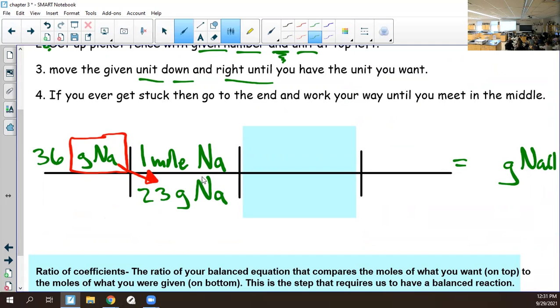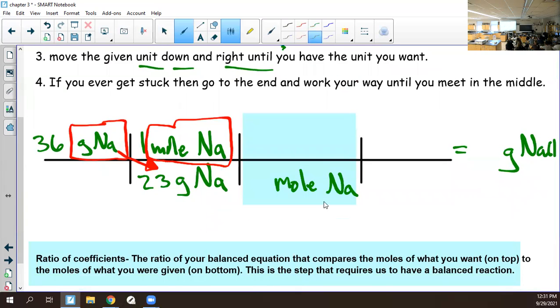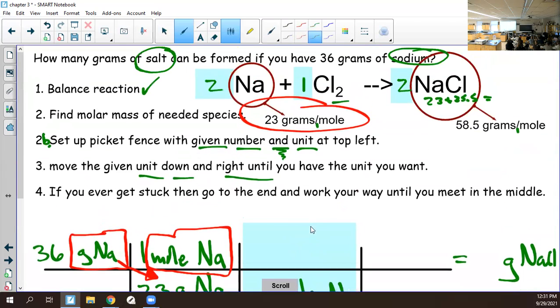All right. Now, tell your partner, this unit right here is going to go where? Tell them. All right, down over here. So right here, I have a mole of Na. And I look, and this comes from, that's why it has the colored background. It comes from right here. What's in front of Na? A 2.